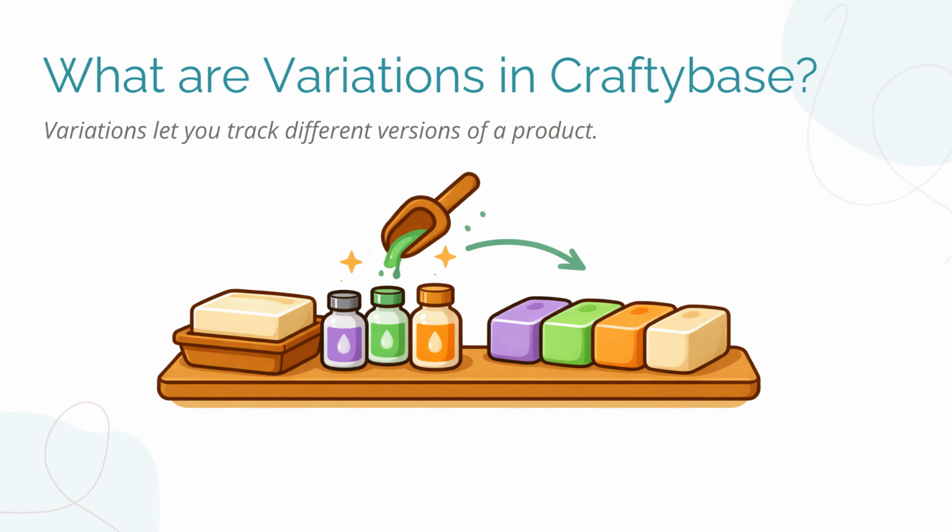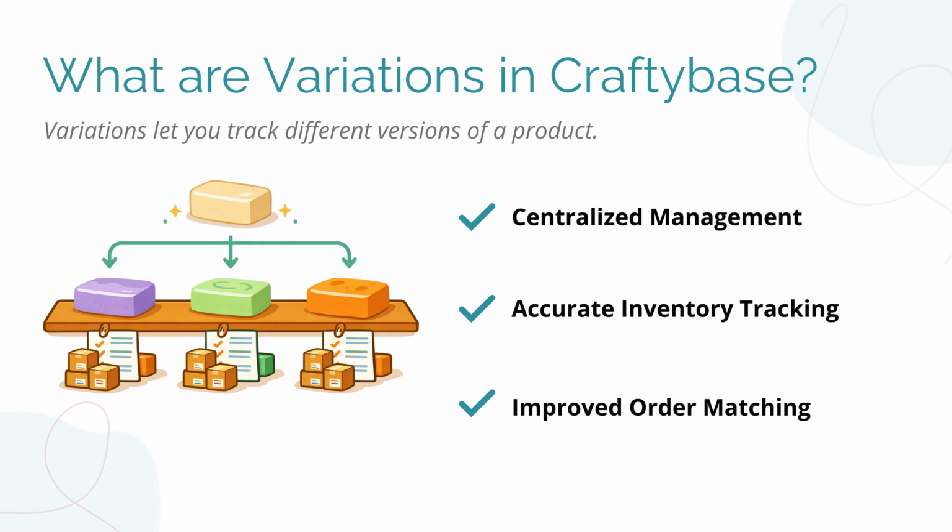Let me tell you why you'll love variations. First, they help you stay organized by grouping similar products without cluttering your product list. Second, they allow you to track specifics, as each version can have its own inventory, pricing, and recipe. Lastly, they enable you to sell smarter, because variations link individually to your sales channels, so you always know what's selling and what needs restocking.